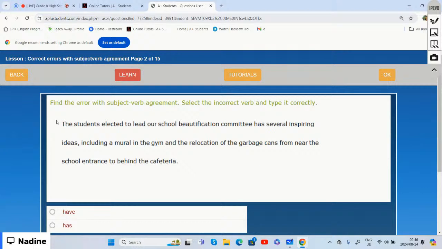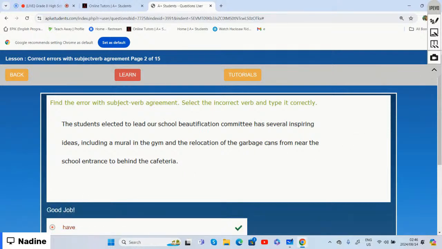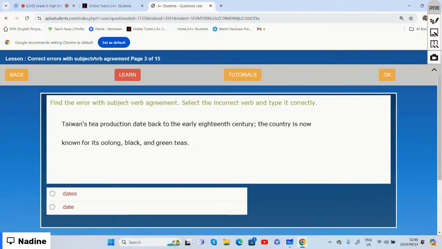So it says the students elected to lead our school beautification committee has several inspiring ideas, including a mural in the gym and the relocation of the garbage cans from near the school entrance to behind the cafeteria. And if we choose the correct one, we can say the committee have several inspiring ideas.